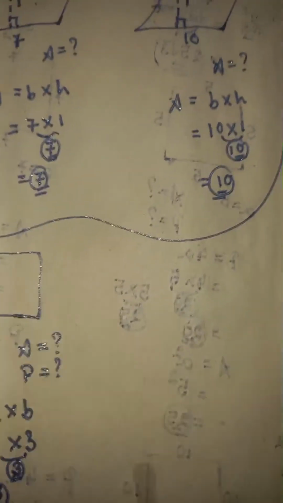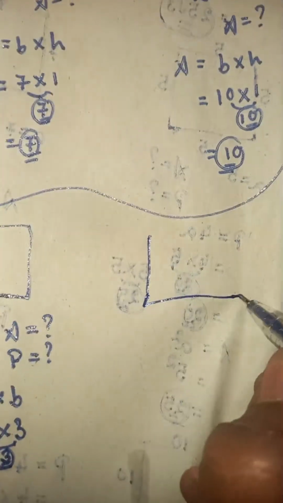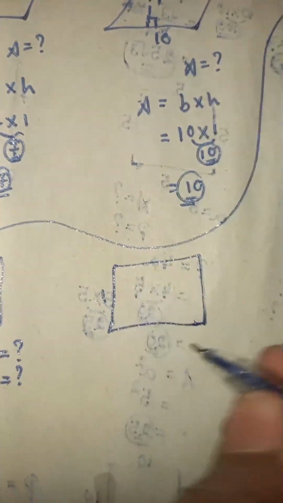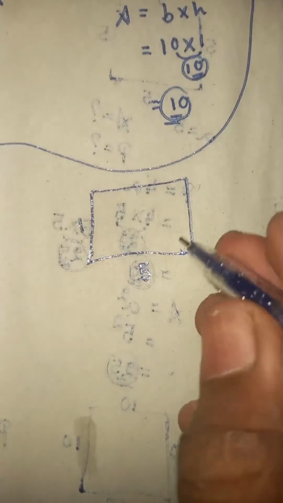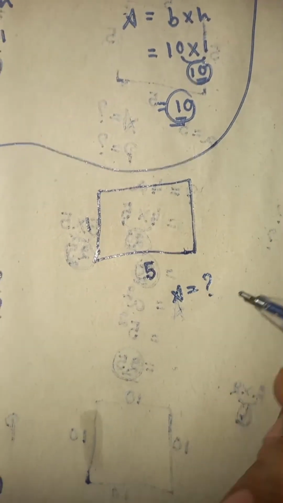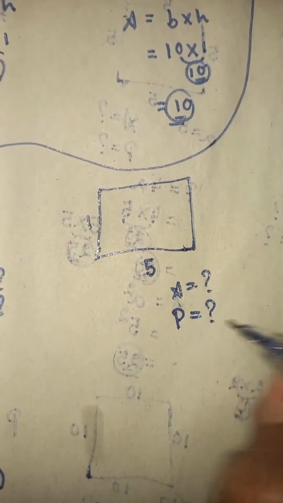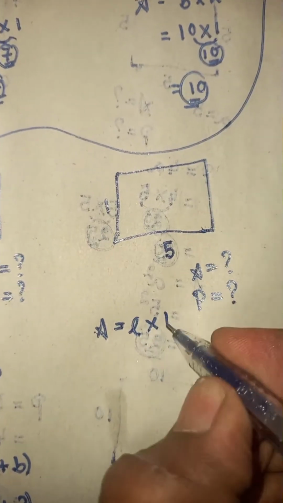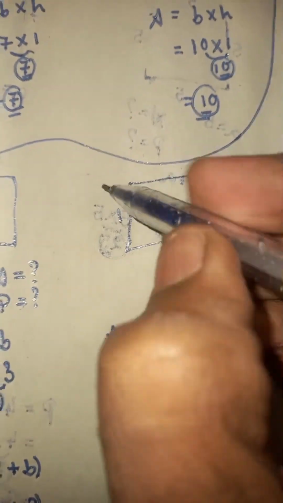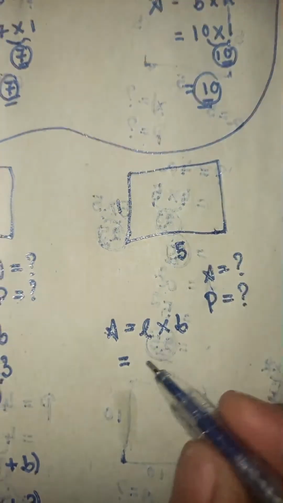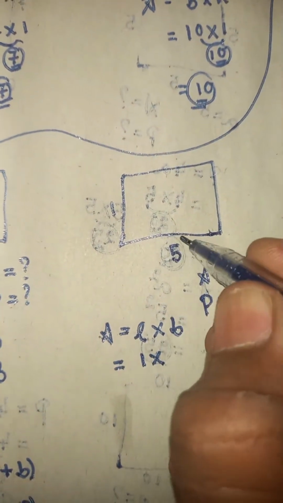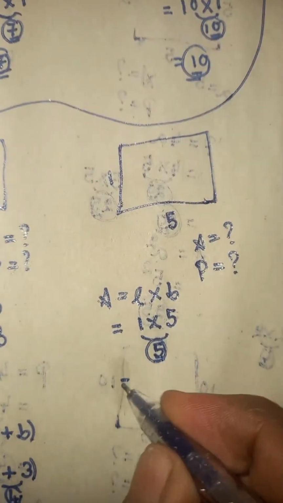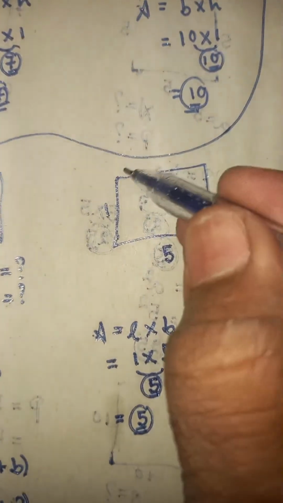Let's take one more rectangle. In this rectangle, this side length is 1 unit and this side length is 5 units. Here also the same thing: you need to find the area and the perimeter. Again, area of the rectangle is length times breadth. Length is 1 unit, breadth is 5 units. 1 times 5 is 5, so 5 square units is the area of this rectangle.